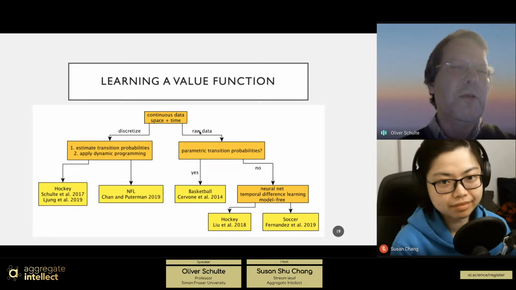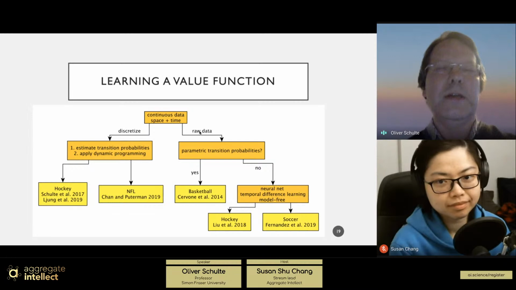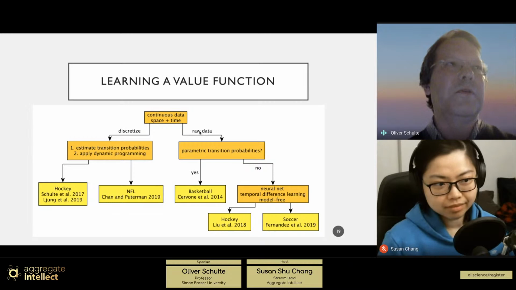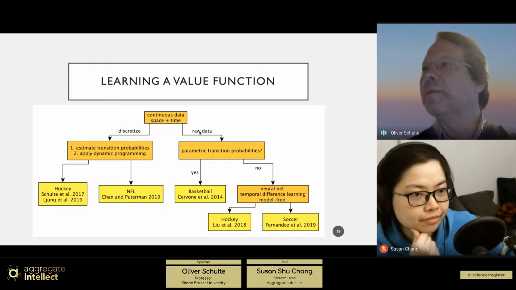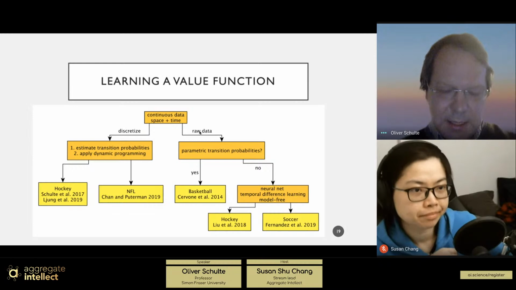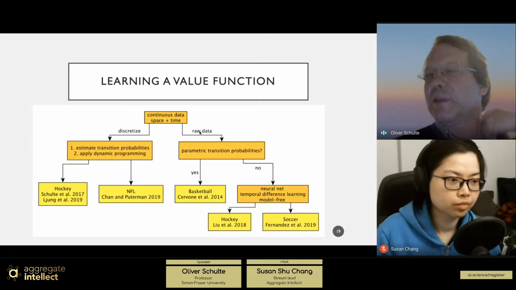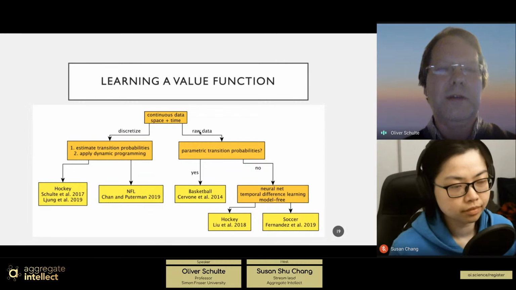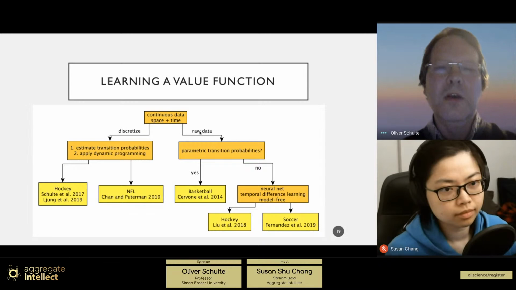One question that comes up right away is that many standard Markov decision process value function learning methods are built for discrete state spaces, but we actually have continuous space and time. If you remember, the puck is moving on the continuous rink. So one thing you can do is discretize the rink and space and time. For example, for the rink, you can impose a grid on it, and there are even standard ways to do it for most sports. Or you can decide you want to work with continuous data as they are.